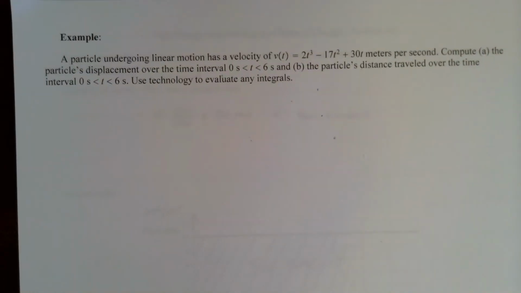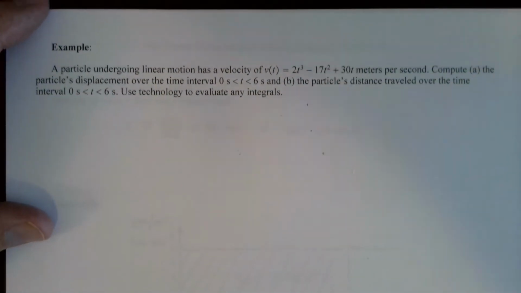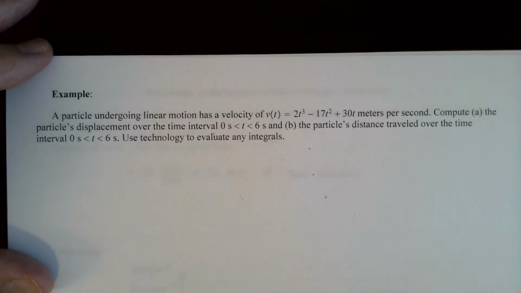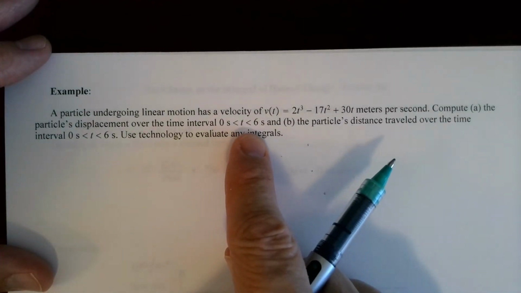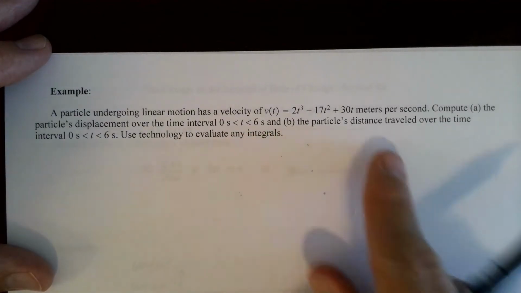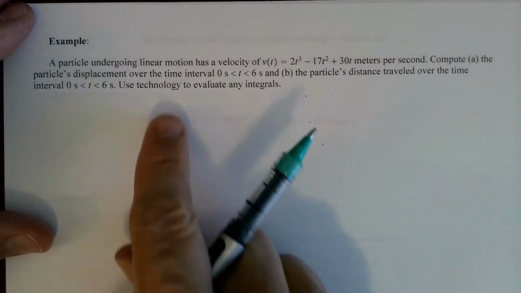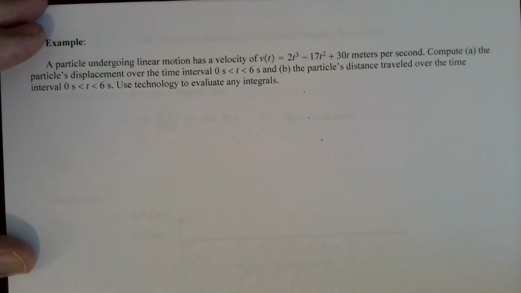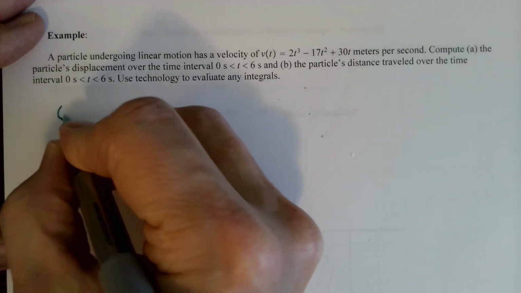So a particle undergoing linear motion has this velocity in meters per second. We're going to compute the particle's displacement over the time from 0 seconds to 6 seconds, and then we're going to compute the particle's distance traveled over that same time interval. And we're going to use technology to evaluate any integrals this time, so I'm going to use that to sort of shortcut things. So let's look at part A.